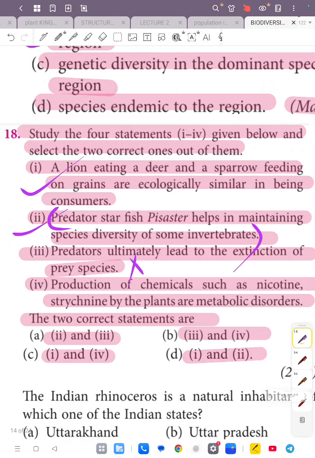Production of chemicals such as nicotine, strychnine by plants are metabolic disorders. No, plants produce all these chemicals. They are chemical defenses and not metabolic disorders. These secondary metabolites are some of the chemical defenses, right? So even this becomes incorrect. So the first and second statements are the correct statements, and option D is the correct answer.